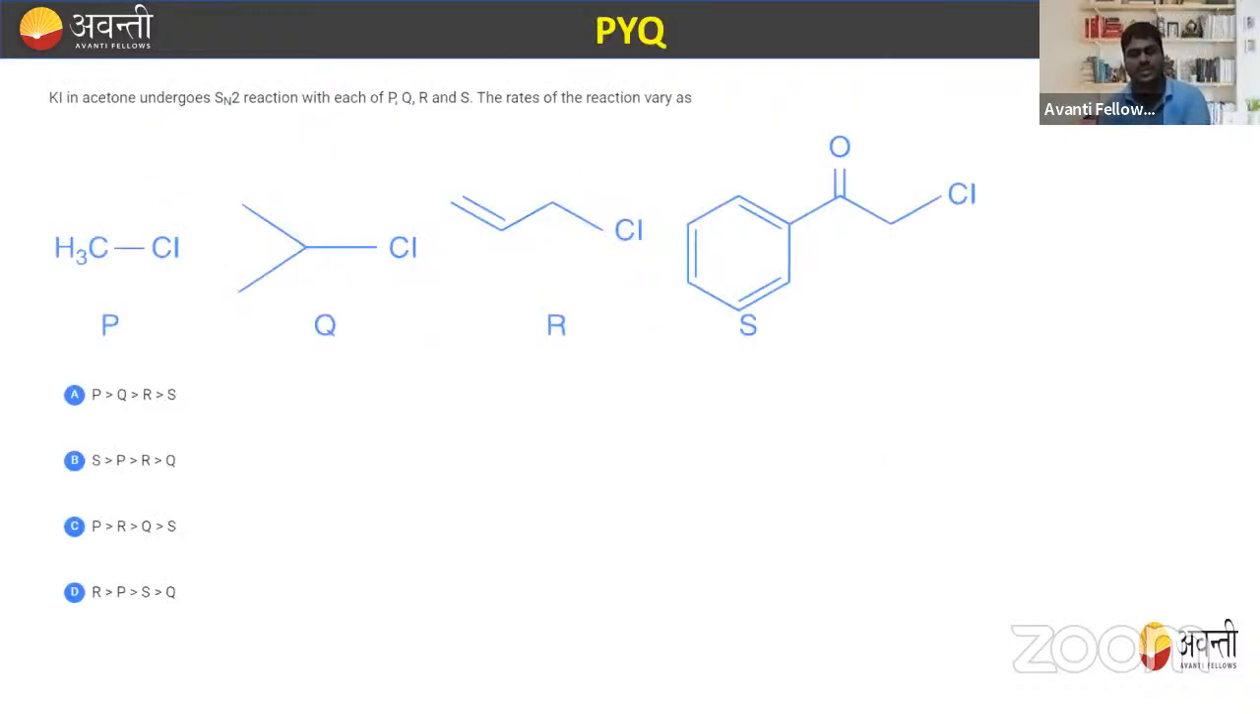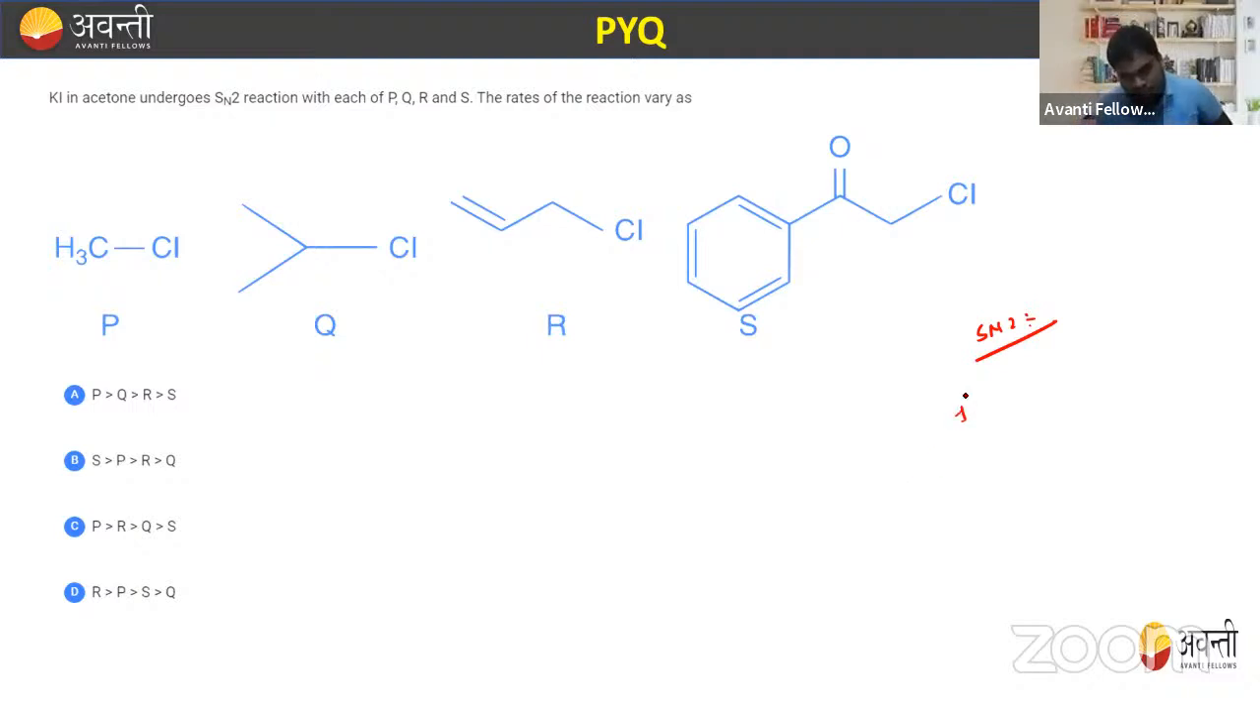Now, these are the PYQ questions of this chapter. KI in acetone undergoes SN2 reaction with each of P, Q, R, and S; what is the type of reaction they have? So we all know that a bulky group causes steric hindrance. For SN2, we know the order. Since the bulky group is more, attack from the backside is not possible in case of a bulky group.